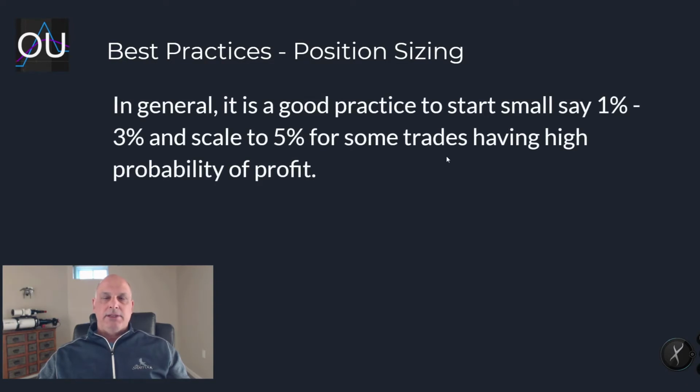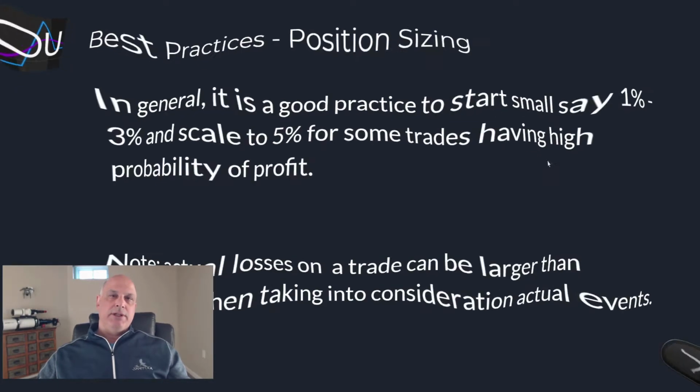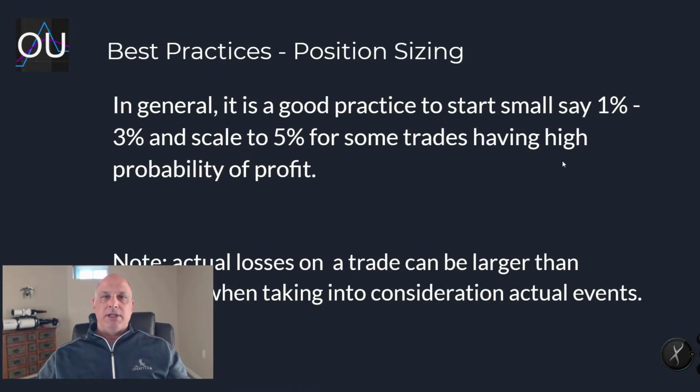So in general, it's a good practice to stay small, let's say 1% to 3%, and then scale to 5% for some trades having high probability of profit. Now, note, actual losses on a trade can be larger than intended when taking into consideration the actual events. So for example, your position size will have a buying power reduction associated with that. Buying power reduction is what we're going to go over, so that you have a handle on why we use buying power reduction together with determining position size, and also trying to figure out how many trades you can allocate on any given portfolio.